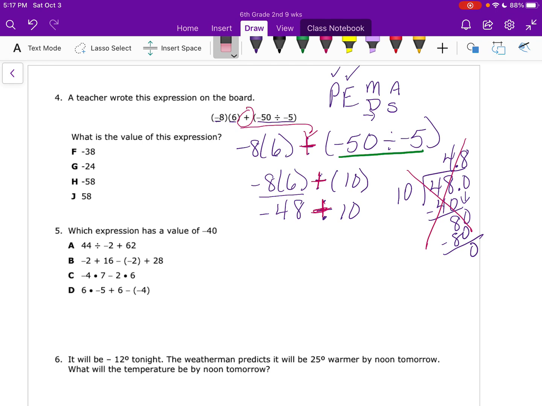I'm just going to erase this. So negative 48 was the next step, plus 10. So those 10 positives are going to go over there, get those 10 negatives. They're going to become 0, so we're going to subtract them away. And we're going to be left with negative 38. And that answer is there. So when I saw the answer wasn't there, I went back and looked at the expression and I found my mistake. Sometimes that happens, so make sure you check like that.